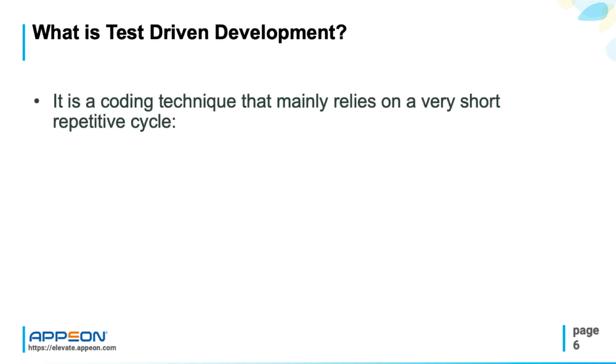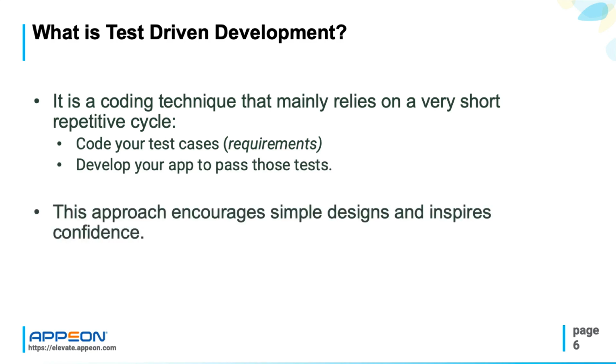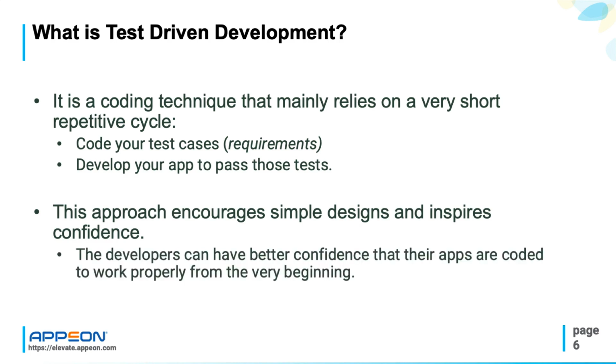There are several different coding approaches out there, but one of them is called test-driven development, or TDD. This session focuses on this technique that mainly relies on a very short repetitive cycle. Code your test cases or requirements, then develop your app to pass those tests. This approach encourages simple designs and inspires confidence. That is because you, the developer, can have better confidence that your apps are coded to work properly from the very beginning.